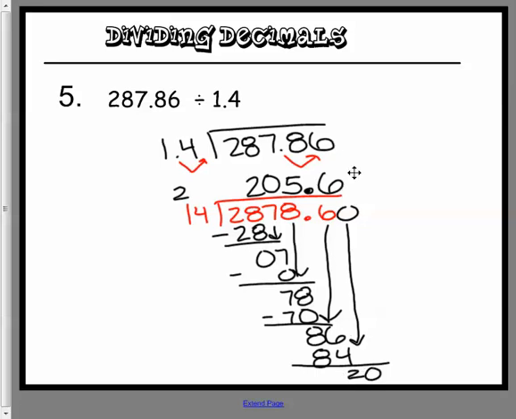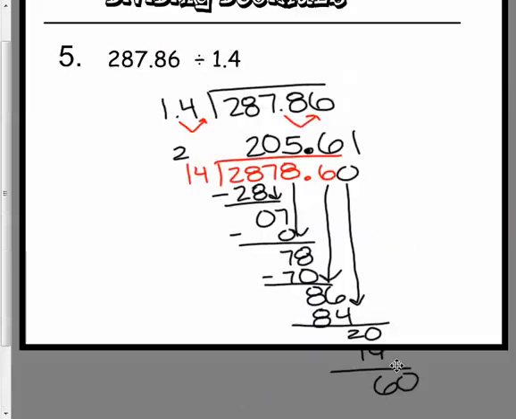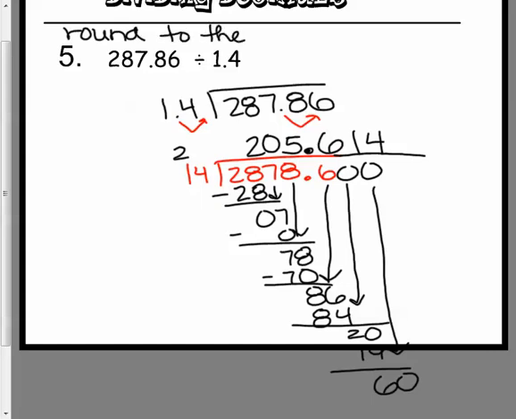14 goes into 20 one time. Oop, I might have to extend my page. Okay, so that would be 6. So 60 if we keep bringing a 0 down. Now this is going to keep going and going and going. So at times, the directions might tell you to round to the nearest hundredth.